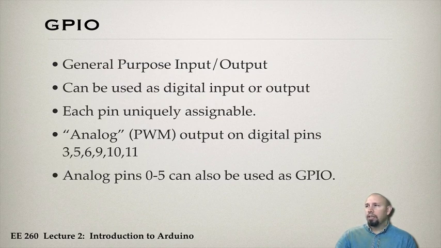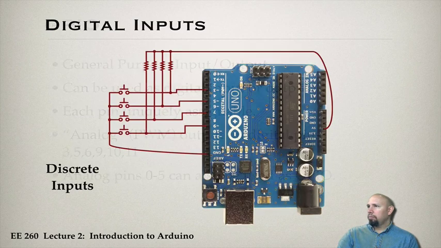But the basic one, and they all have general purpose input-output pins. So they can be used as input, they can be used as output. And there are also analog pins 0 through 5 that can be used not only as analog inputs, but also as general purpose input-output digital pins. Some of the standards involve using some of the analog pins for serial communication. So, general purpose input-output pins.